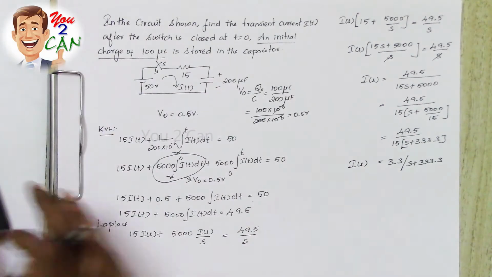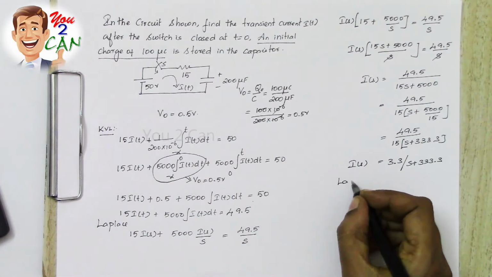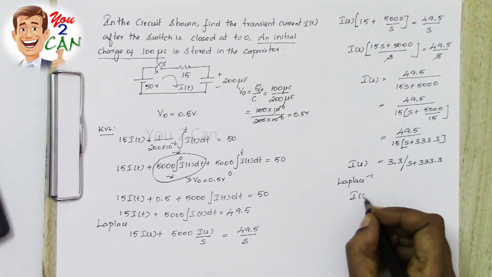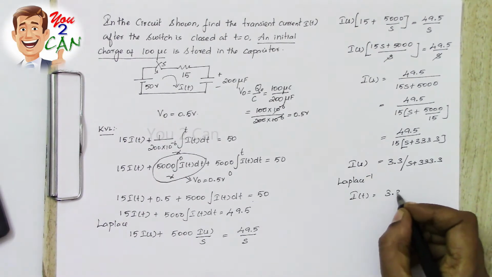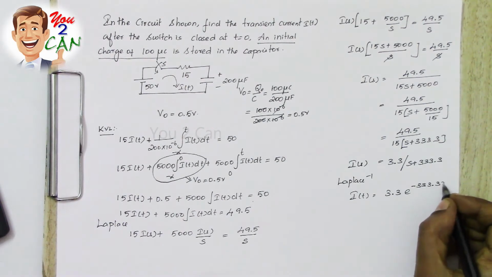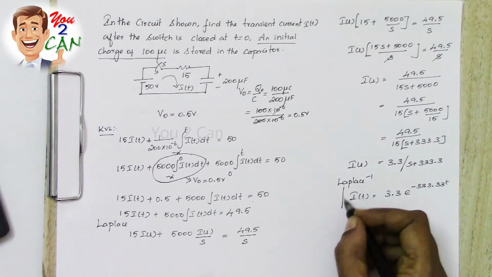Now what is I of t? Take Laplace inverse. So I of t will be equal to 3.3 e power minus 333.33t.